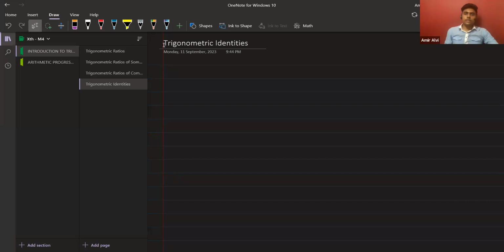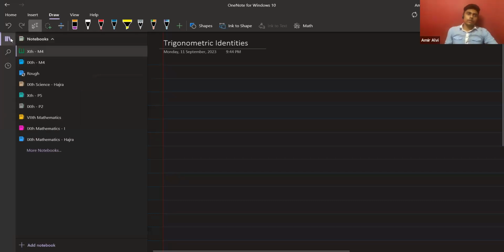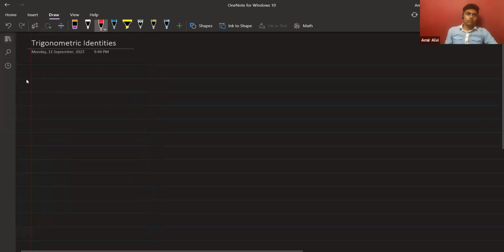Okay, this is the last topic of this chapter, Faz and Adil. Now, this is our first very popular identity: sin square theta plus cos square theta is equal to 1. Yes or no? Have you heard about it? Both of you, have you heard about it? Yes, sir.